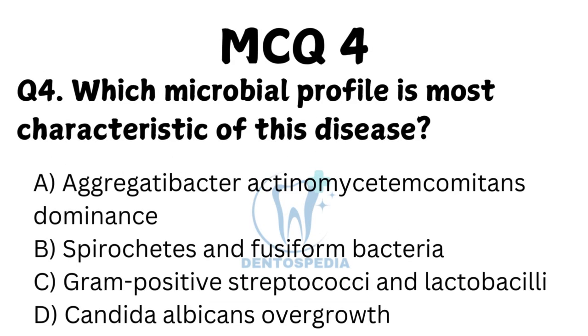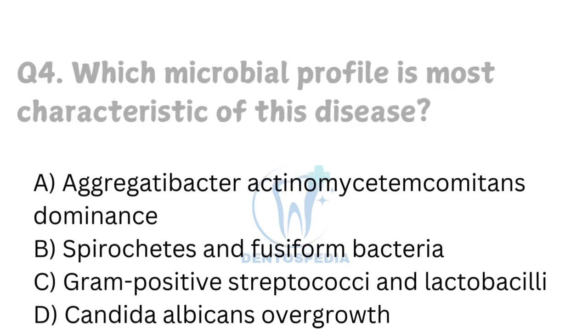Question 4. Which microbial profile is most characteristic of necrotizing ulcerative gingivitis? Options are A. Aggregatibacter actinomycetemcomitans dominance. B. Spirochetes and fusiform bacteria. C. Gram-positive streptococci and lactobacilli. D. Candida albicans overgrowth. Pause and think for a moment.